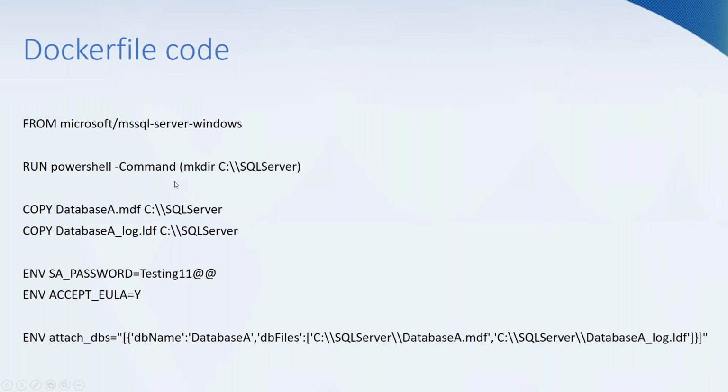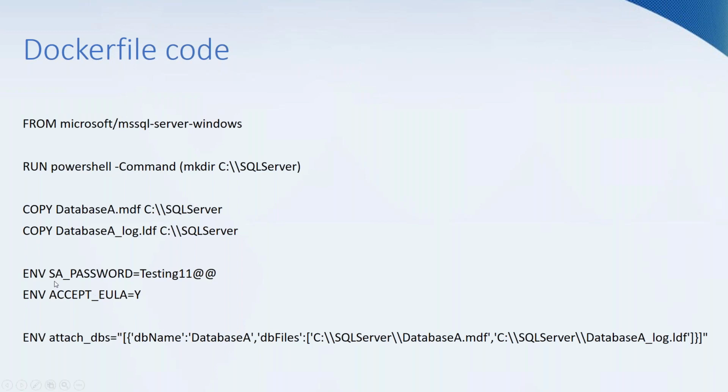Then we're running a PowerShell command to make a directory called C-SQL Server within our container. And then we're going to copy a couple of database files into that directory that we just created. Notice that the database files here don't have a file path. So if you do this, they have to live in the same location as your Docker file. Then, because I'm forgetful, I'm going to set an SA password and accept the end user license agreement so I don't have to specify them when I run my Docker command.